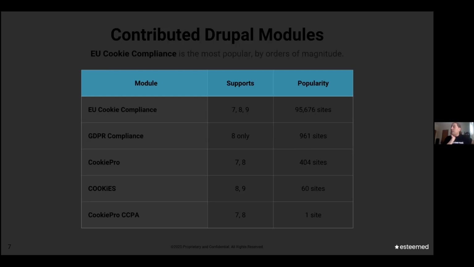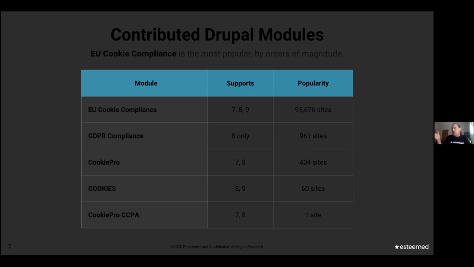But so there's almost 100,000 sites using this. And if you look at the other ones, the GDPR compliance module only supports Drupal 8. So if you're going to want to upgrade to Drupal 9, that's not there yet, as last I checked. It may be now. Then there's Cookie Pro and Cookie Pro CCPA. Those also only support 7 and 8. And look at how many sites. Last time I checked, there were less than 500 sites using both of those.